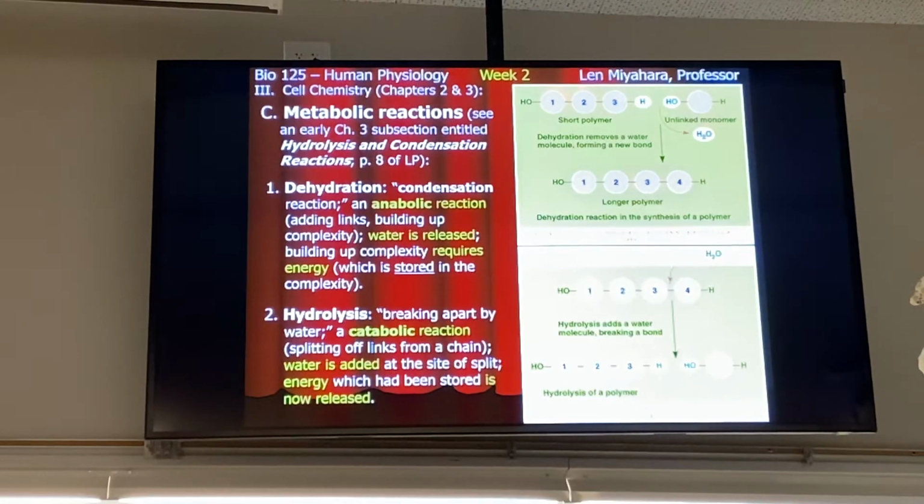Whenever you do anabolism, you have to put energy in. And so you do have to put energy in this as well. And when you put a lot of energy in, it says requires energy. That energy is stored as potential energy. These guys all have a lot of potential energy because you put a lot of energy into it to build them up.